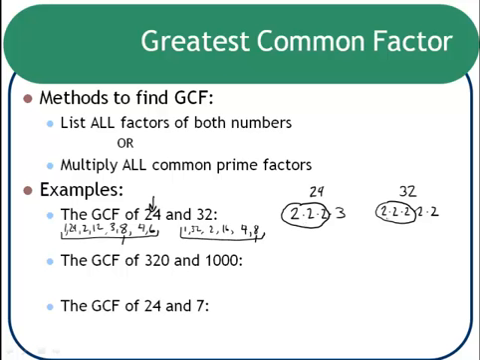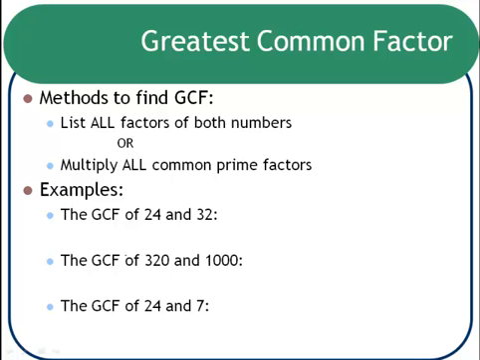So its greatest common factor then is whatever 2 times 2 times 2 equals. And 2 times 2 is 4, and 4 times 2 is 8. So its greatest common factor is an 8. That works every time. So let's look at 320 and 1,000.